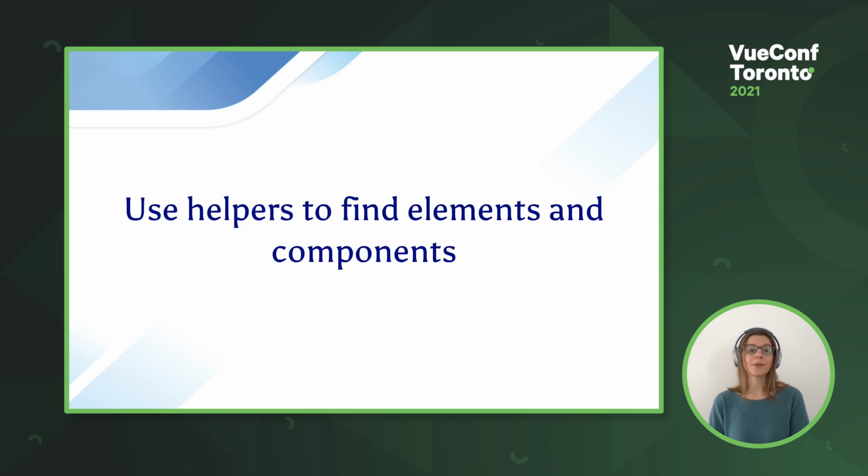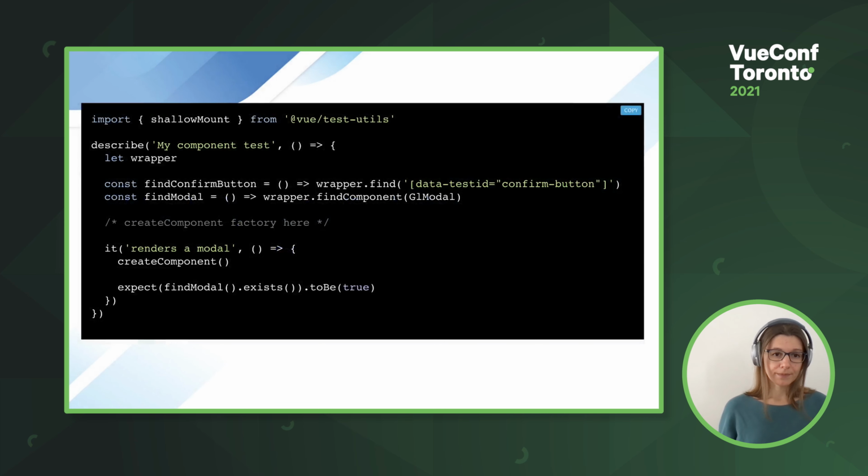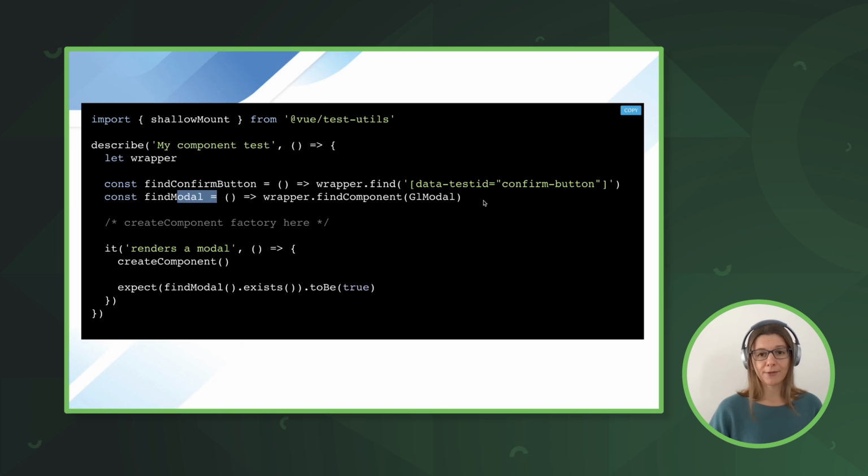Third one, again quite simple, is using helpers to find elements and components. So when you're unit testing, you probably search for some elements of the template with a helper that is called wrapper.find if you're searching for HTML element, or wrapper.findComponent if you're looking for the component. And what we are doing at GitLab, when we are searching for a certain HTML element in your template or for a certain component in your template, we create these little find helpers. As you can see here, like find confirm button, find modal, and you just specify what you are looking for.